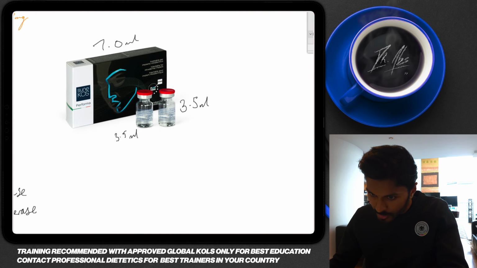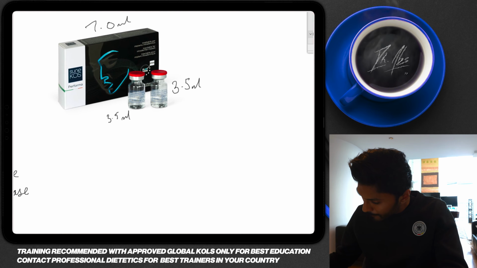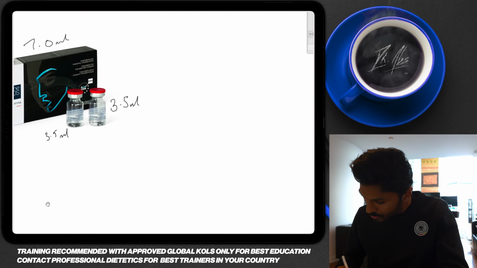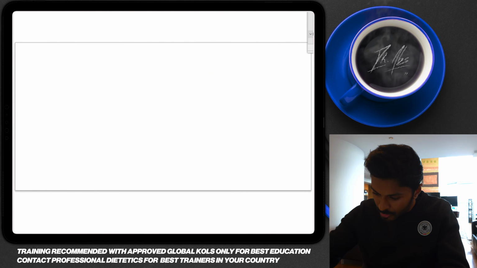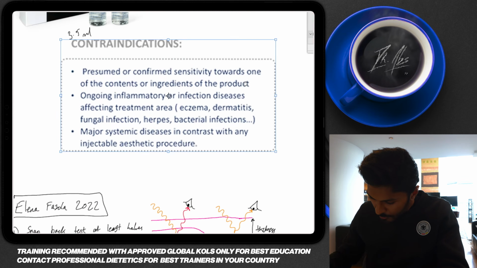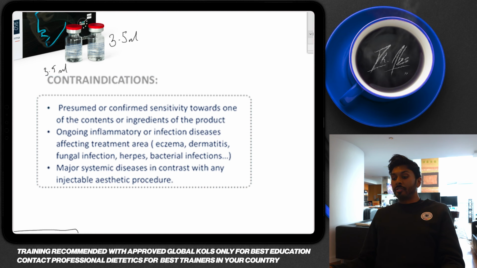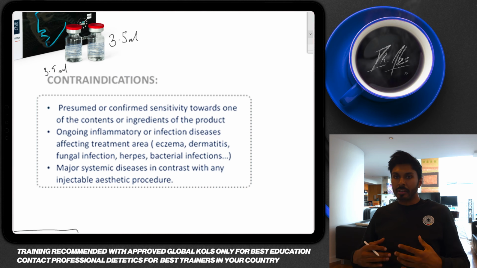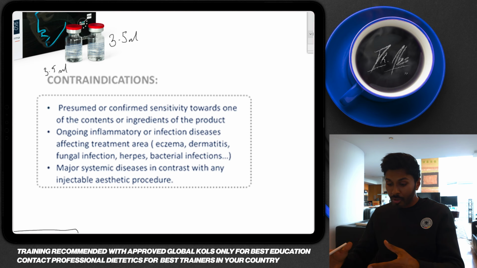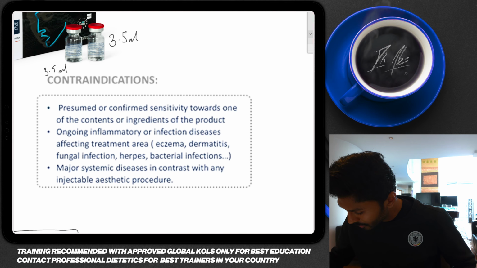Let me just move this out of the way a sec. We have some contraindications here somewhere. Where are they gone? There we go. Let's zoom in. Essentially, it's the obvious stuff: pregnancy, breastfeeding, active skin infections, massive systemic diseases and conditions, things like that. If you've got anything like that, don't do it, but that's pretty obvious. You don't need to be told. Take a screenshot of that, take a picture of it, whatever you want. I'm not going to go into too much detail. I think it's quite obvious.